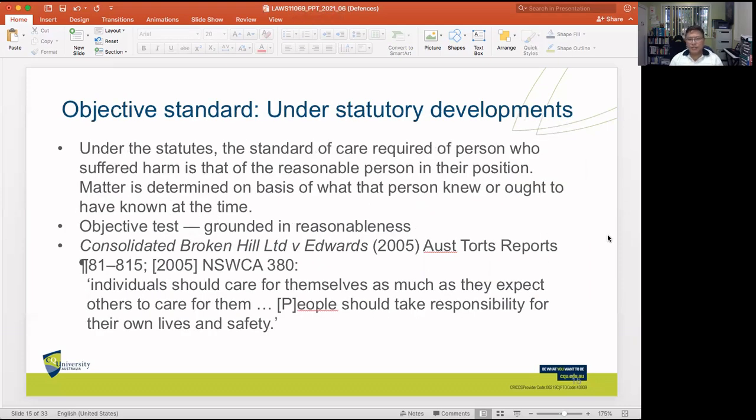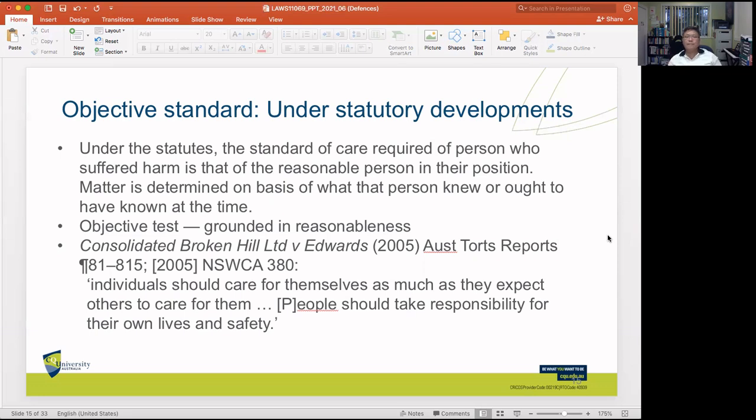So under the statutes, the standard of care required of a person who suffered harm, as I said, is that of the reasonable person in their position. And the matter is determined on the basis of what the person knew or ought to have known at that time. As we said, it's an objective test, and it's grounded on the issue of reasonableness. So in the case of Consolidated Broken Hill Limited versus Edwards, individuals should care for themselves as much as they expect others to care for them. People should take responsibility for their own lives and safety. We're going to be talking about this particular case in a short while.